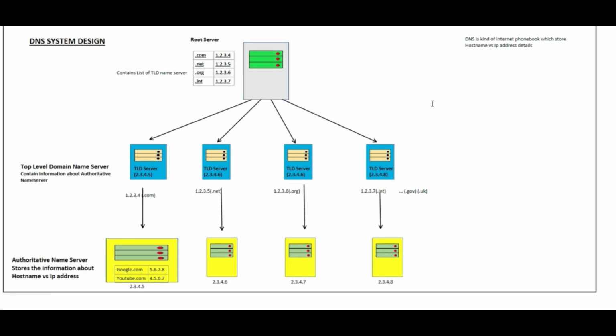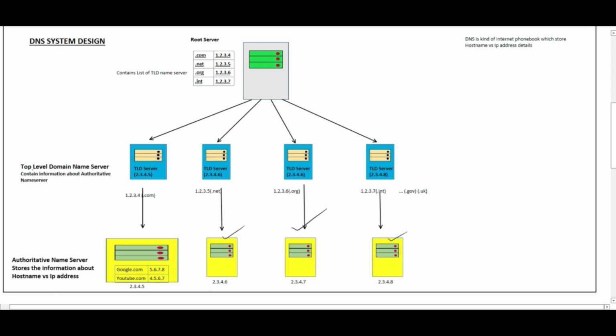DNS is a collection of machines. Basically it has three levels of servers. The first is the root server, the second level is the top level domain server, and the third level is the authoritative name server. The authoritative name server has the mapping of host names to IPs. For the first authoritative name server, 2.3.4.5, I have given the IP here. It contains information about google.com, youtube.com, and everything related to .com. Similarly, another machine holds .org related information, another holds .net related information, and another holds .int related information.